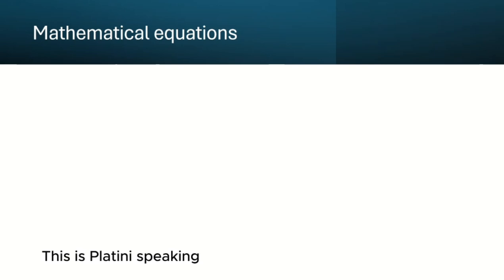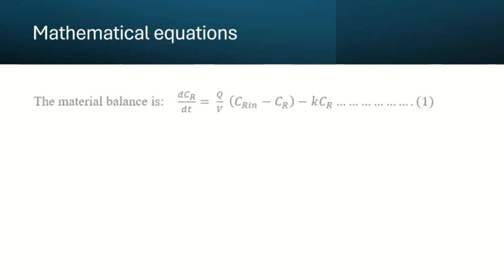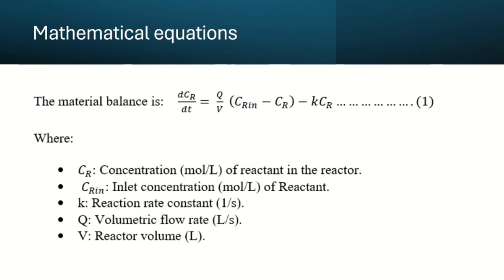Alright, so before we determine the steady state conditions for the reactor, there are two mathematical equations needed to do some analysis on it. So the first equation is the material balance, which is expressed as dCr over dt equals Q over V times (Cr in minus Cr) minus K Cr, where Cr is the concentration of reactant in the reactor, Cr in is the inlet concentration of reactant, K is the reaction rate constant, Q is volumetric flow rate, and V is the reactor volume. So why do we use this equation? Because it allows us to determine the steady-state concentration of the reactant in the reactor.